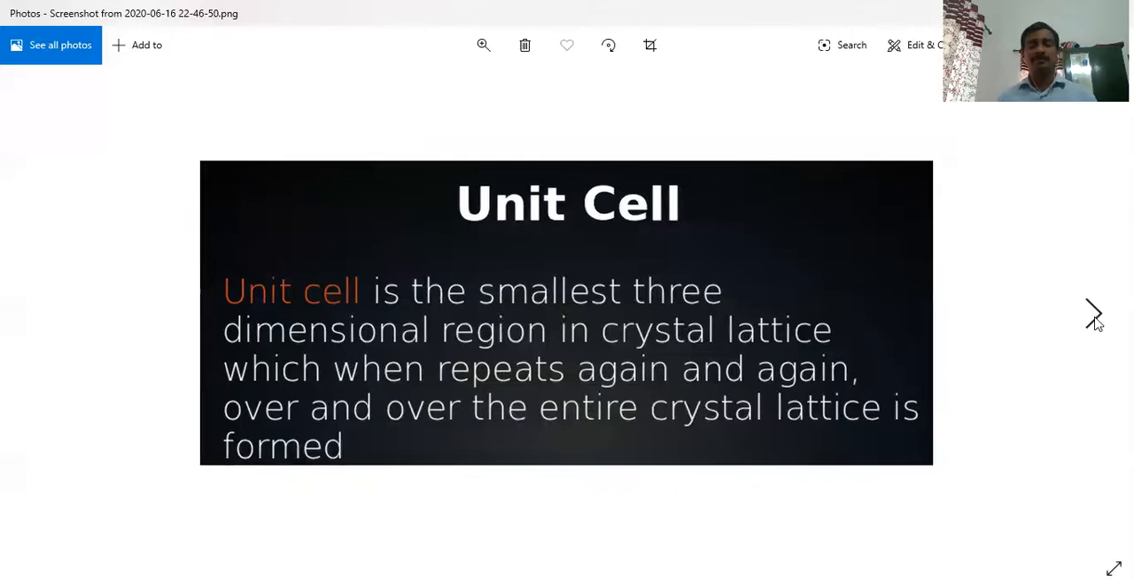Unit cell. Each crystal has a unit cell. That means the smallest three-dimensional region in a crystal, which when repeated again and again, over and over, you will get the entire crystal lattice.